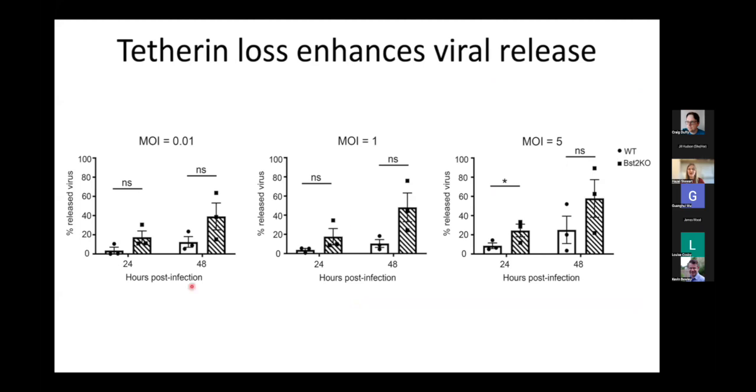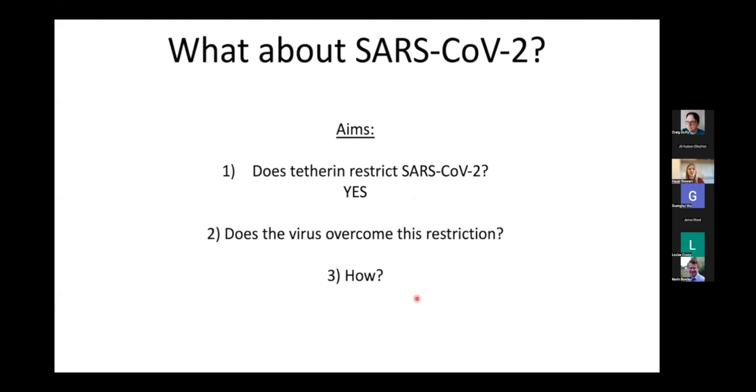We could see that in all cases, we saw a significant, well, not quite significant, unfortunately, according to our error bars, but a noticeable increase in how much virus was coming out in our knockout HeLa cells. So this made sense, obviously, if they're unable to hold the virus particles onto the cell surface, we should see an increase in release. So we were confident at this point that, yes, we had confirmed Tetherin does indeed play a role in restricting SARS-CoV-2. So is the virus able to overcome this restriction?